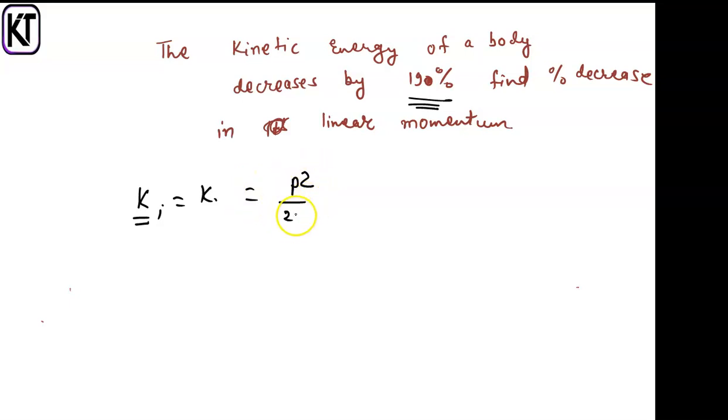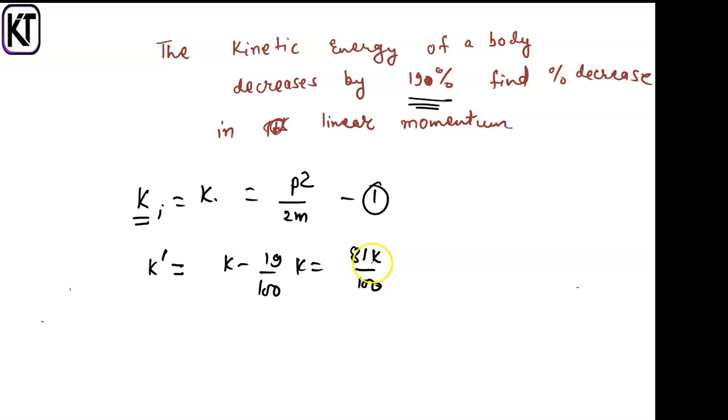we can write that it is P square by 2m, and this is the initial kinetic energy. Now this kinetic energy is decreased by 19%. So if it is decreased by 19%, this will give you the final kinetic energy K dash, and that will be K minus 19% of K, and this will make it 81 K by 100.